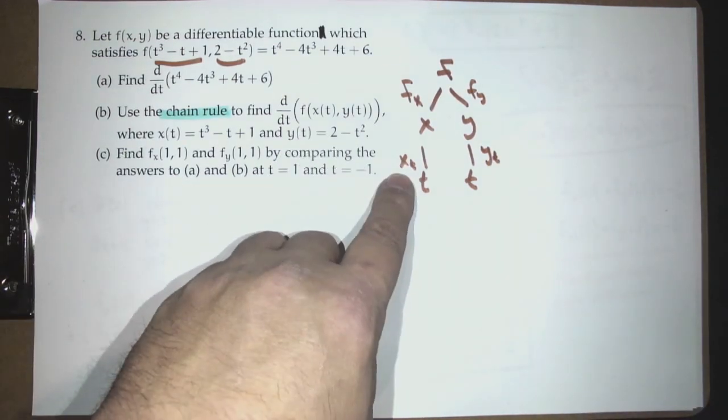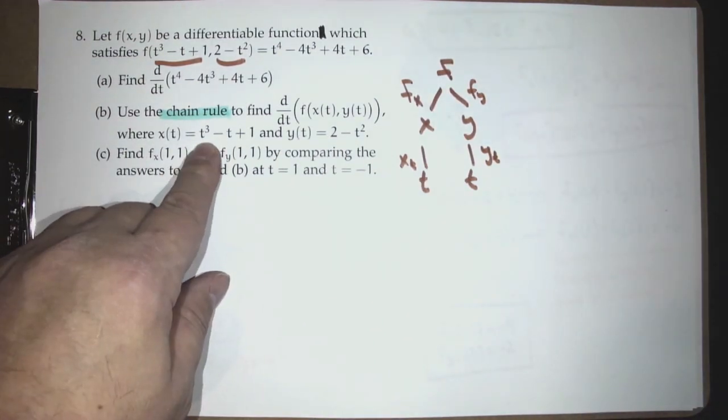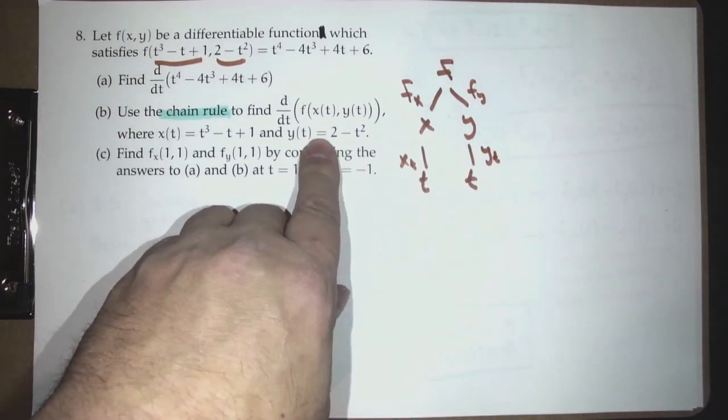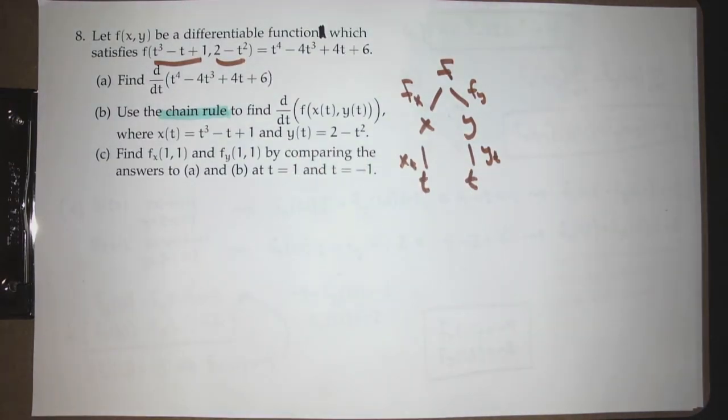Now, of course, x sub t is just the derivative of x with respect to t, and y sub t is the derivative of y with respect to t. So we can find these pretty quickly. I don't know if there's much else to say. Do we have answers? Does anybody know what f sub x at 1, 1 is?